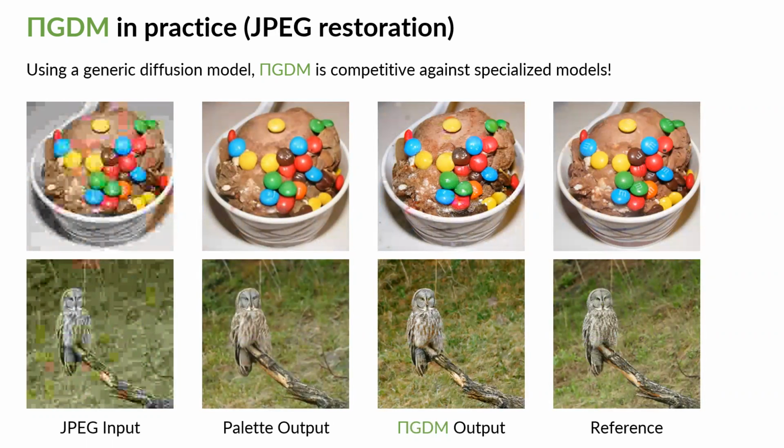Similarly, we have results on JPEG as well, showing that on the left-hand side is the JPEG input, on the right is the reference, and the second column is again a model that's specifically trained on JPEG. You can see that our results are comparable to the one trained specifically on JPEG. It's also pretty close to the reference.